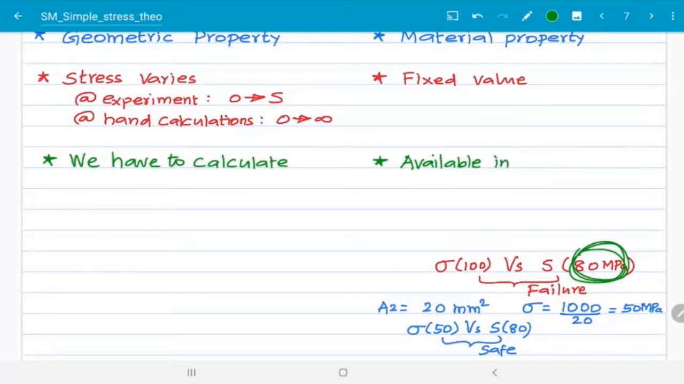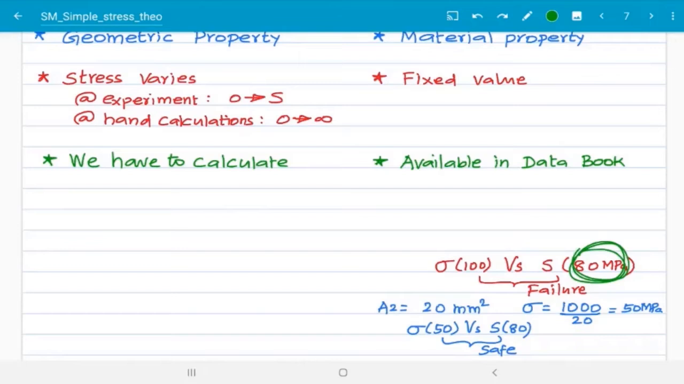Strength value is available in the data book. How will the data book people get this strength value number? From the testing laboratory, from an internationally accepted or permitted testing laboratory, they will get the number. They will do the test in that famous testing laboratory. They will get that number from that lab.